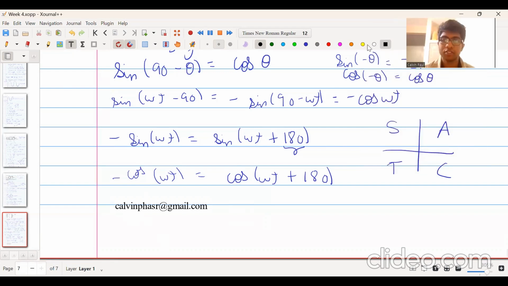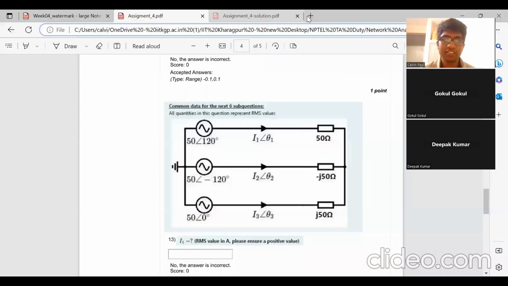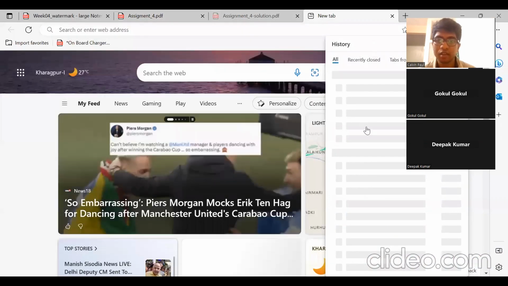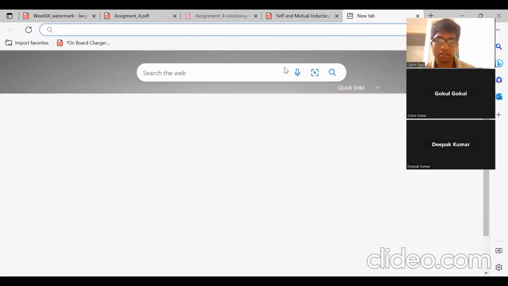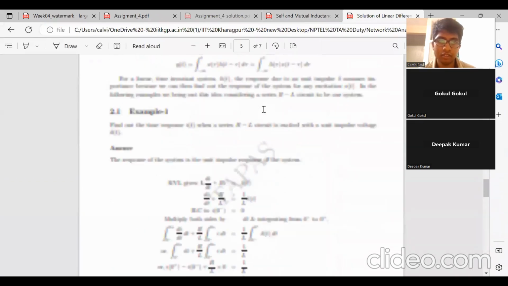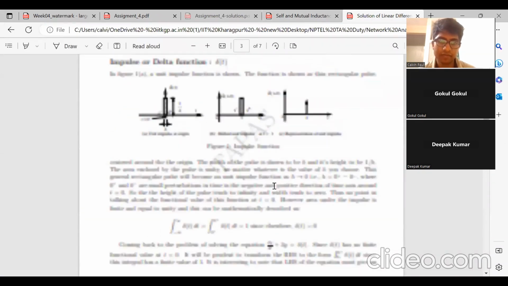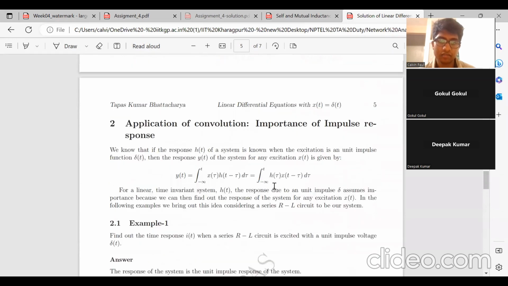And any other questions, queries, doubts, problems? Not now. Once you start seeing the lectures, you'll get the doubts. Yes sir, it always happens like that. So next week we'll be doing self and mutual inductance as well as solution of linear differential equations. Okay sir, we'll just have a basic revision and go through it.